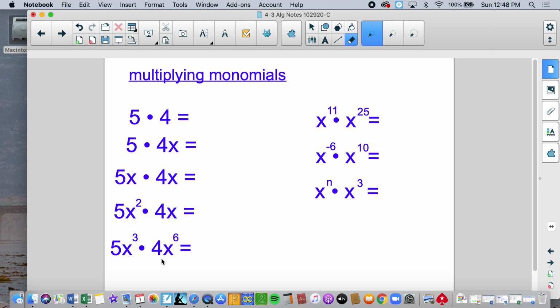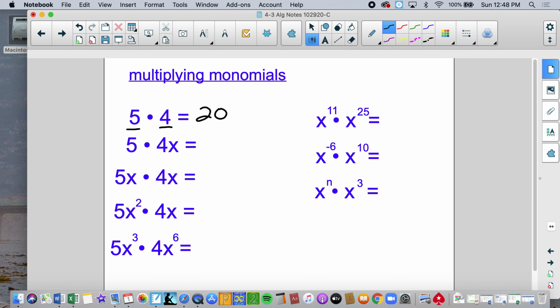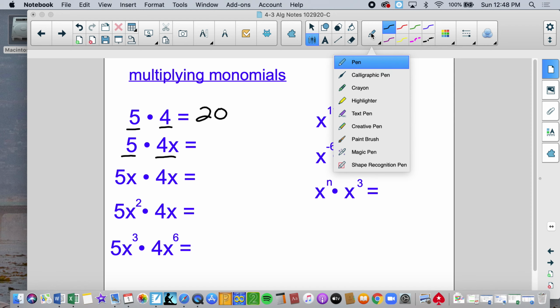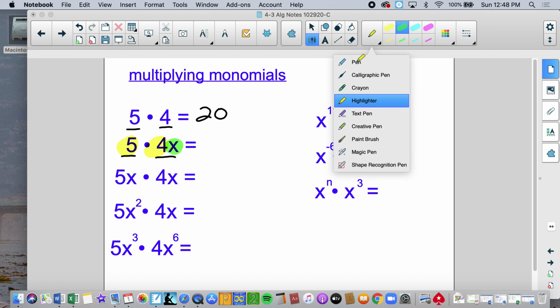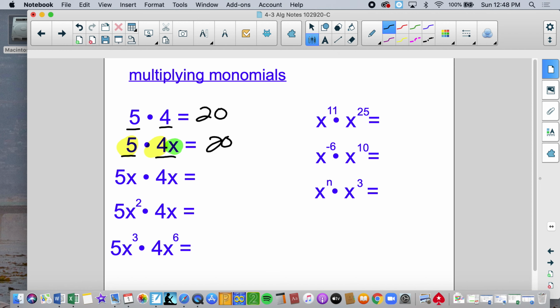So let's look at the most basic examples of multiplying monomials. We have a monomial times a monomial. 5 times 4 is 20. Now we can have a monomial times a monomial where that monomial has a variable. So we're always going to multiply coefficients, constants times constants, and then we're going to attach the variable. So that would be 5 times 4 is 20, and then we attach the variable.